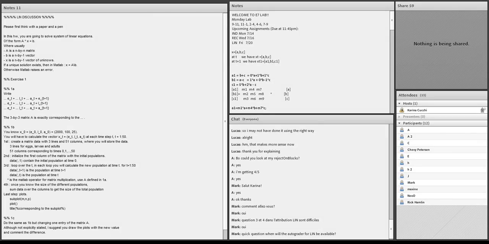All right. So there is a question on the autograder. I don't know when it will be available, but probably soon. But I cannot tell you exactly.